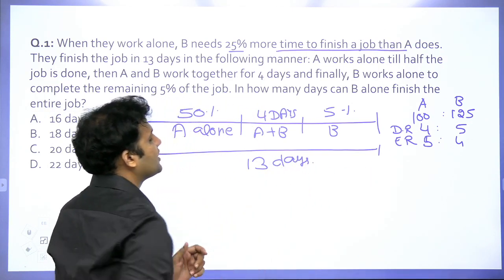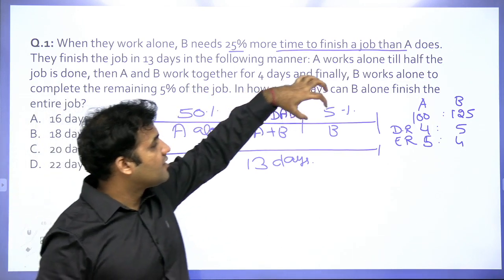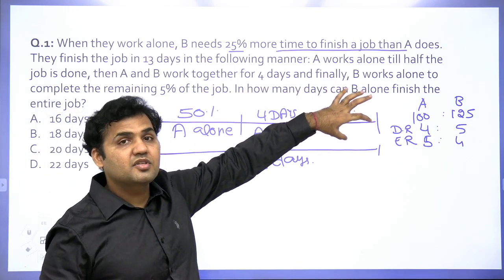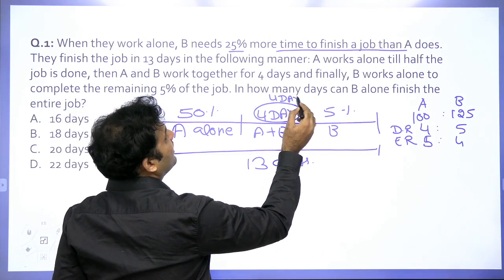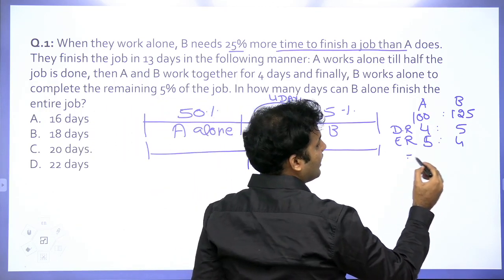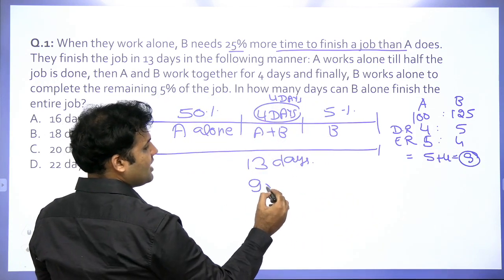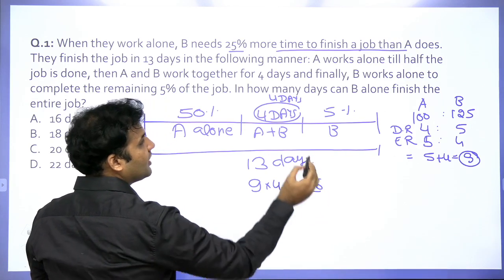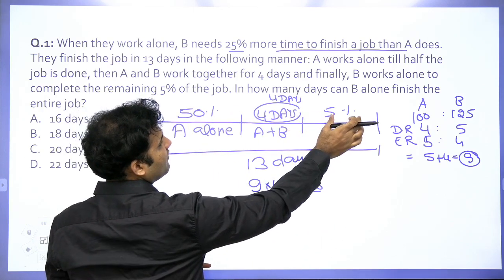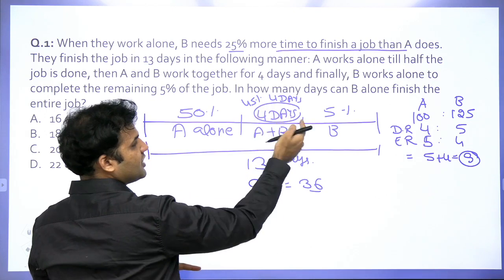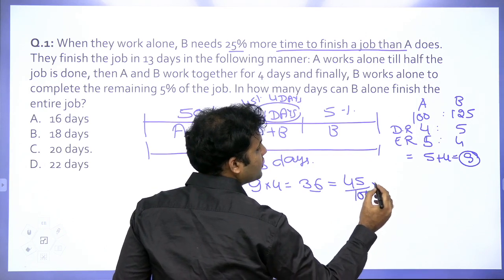Now the catch of the question is here in the middle region. We know that 50% work is getting done over here, 5% work is getting finished here. That means the remaining 45% of the work must be done in these 4 days by A and B together. And we know that A and B together are doing 5 plus 4, 9 units of work. And in 4 days, A and B together will be doing 36 units of work, which is 45% of the total work. Because 50% work is done over here, 5% is done here, the remaining 45% is happening in the 4 days. So this 36 is 45% of the total work.